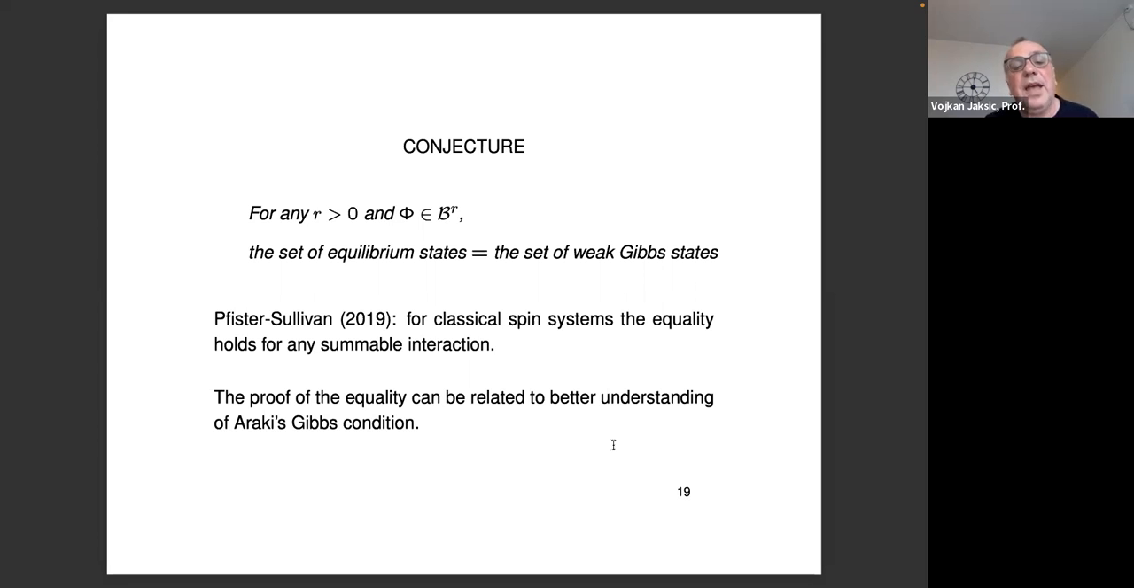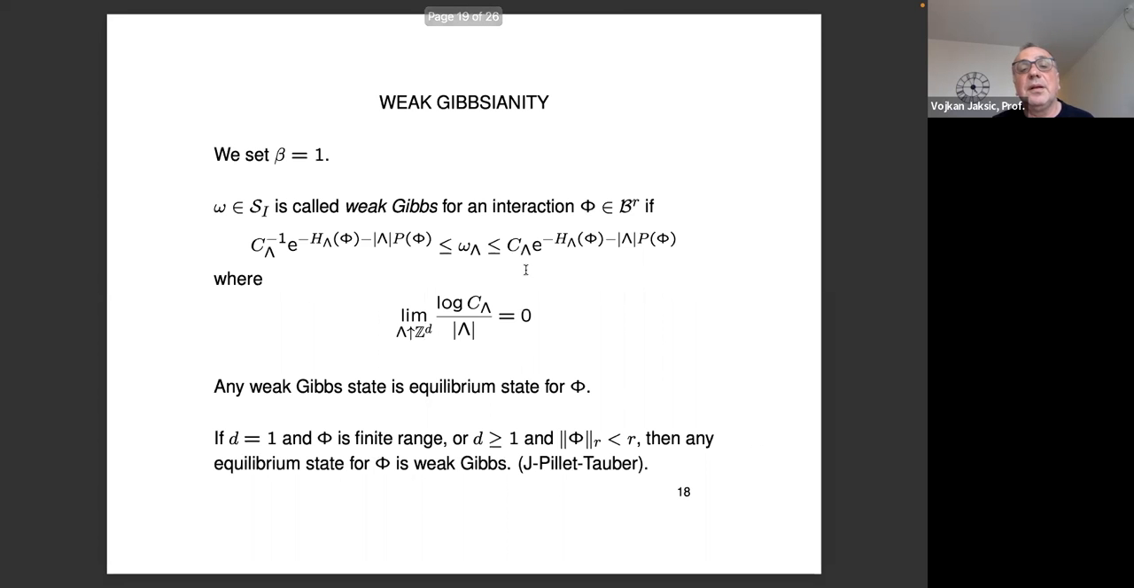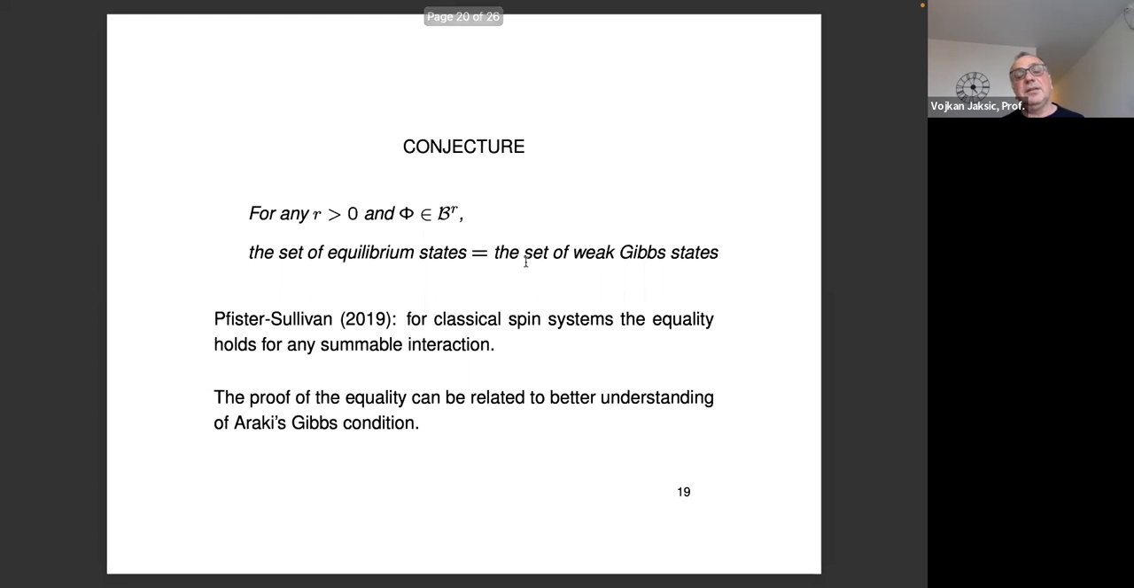We have a theorem that the proof of the equality could be reduced to a better understanding of the Araki Gibbs condition. So there are some basic questions that are open in quantum statistical mechanics. It is quite a basic question that we do not understand. In spite of the developments I started with, we still do not understand some basic things about quantum statistical mechanics, especially in relation to the dynamics. The second question you can ask is, if you start with a weak Gibbs state, is it preserved under the dynamics? Even if the constants here can get horrible, if you evolve the state, does it remain weak Gibbs? This is known only for a short time. As time gets larger, one loses control.